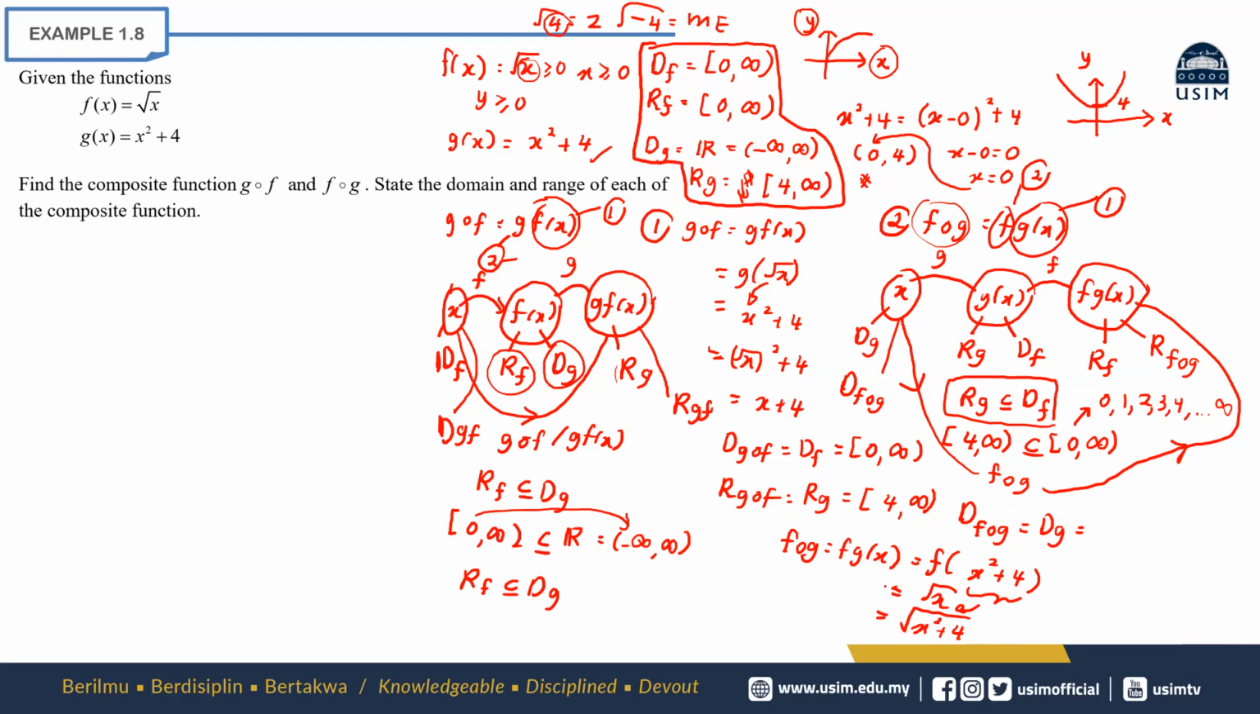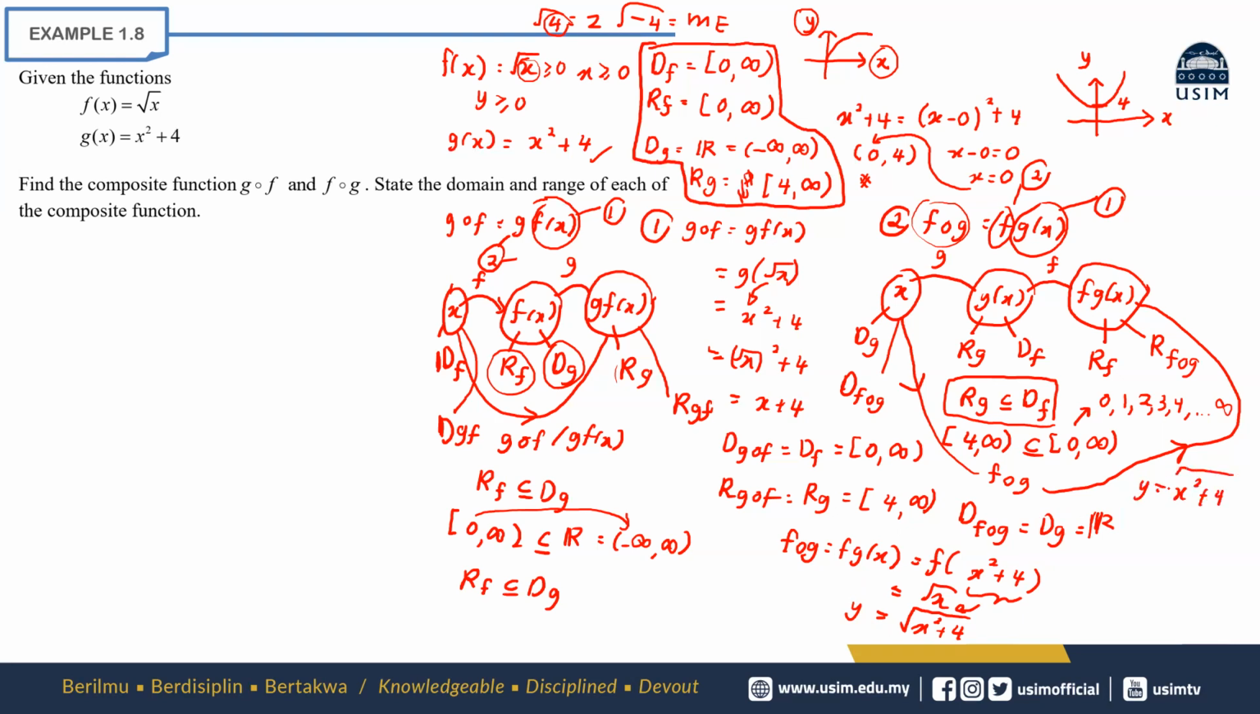Okay, so this is our function for F compose G. Here we know that the domain of F compose G is equal to domain G, right? So what is the domain G? Domain G is equal to real numbers. Okay, how about the range of F(G(X)) here? So this one, we have to find Y here. Y equal to the square root of X squared plus 4.